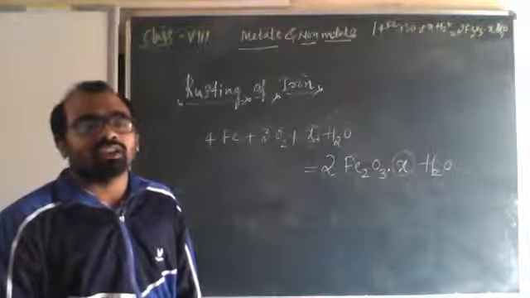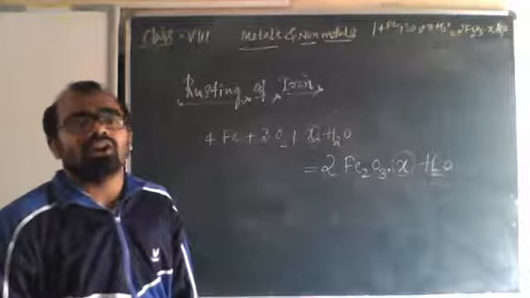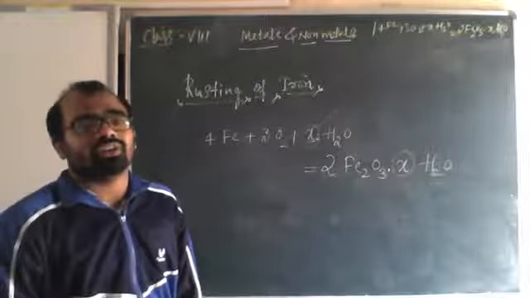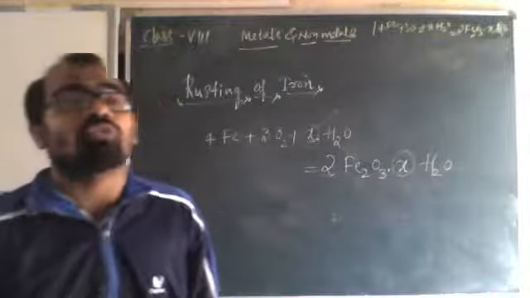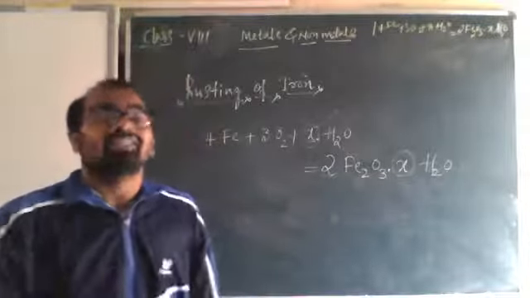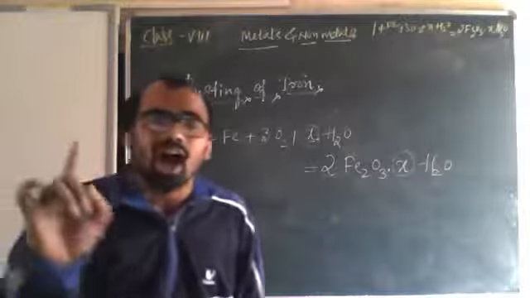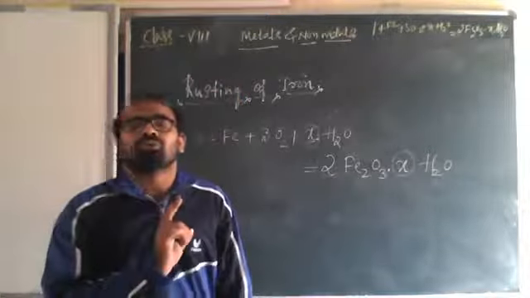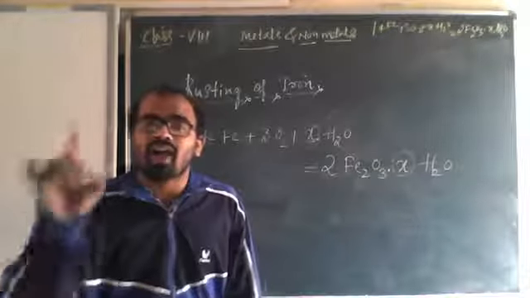When the iron is kept open to the air, it reacts with the air and the moisture content of the air. Hence, a yellow colored layer is formed on the surface of iron. This process is called rusting of iron. You have to remember this. This process is called rusting of iron.